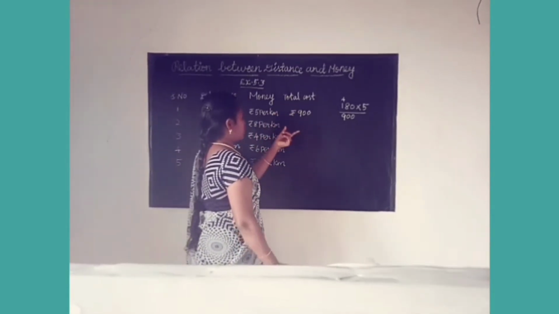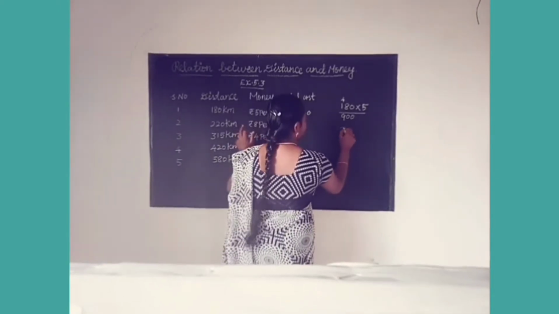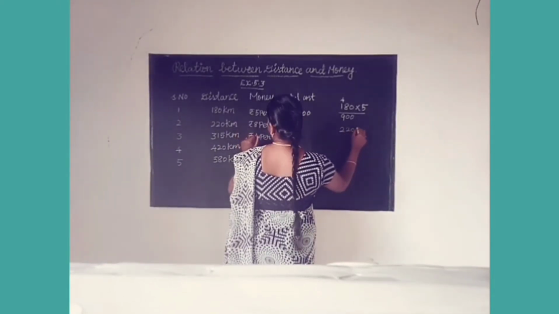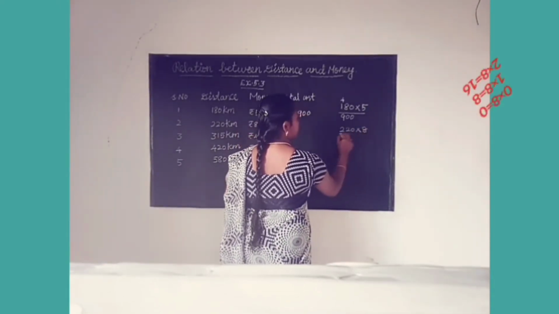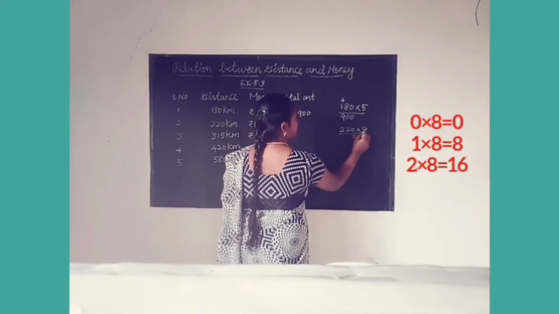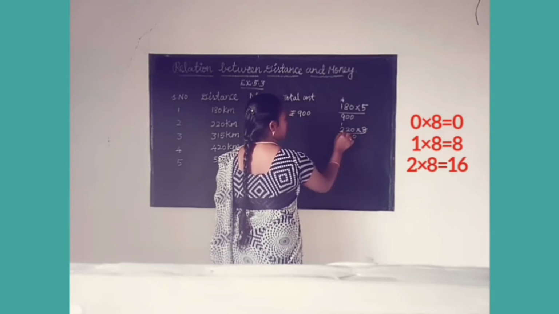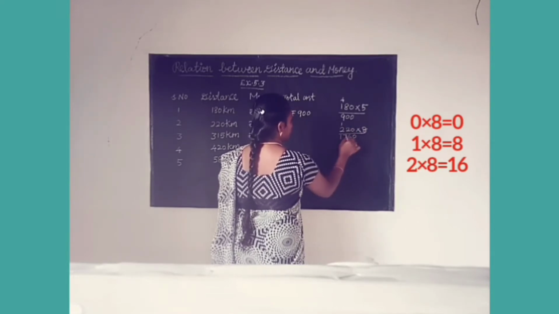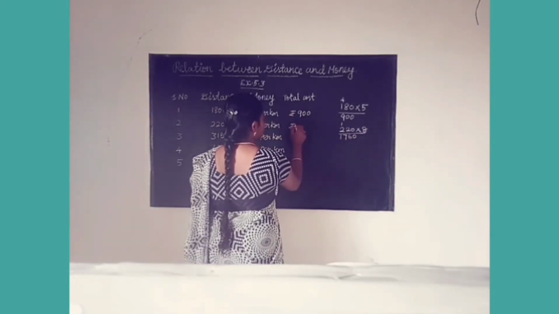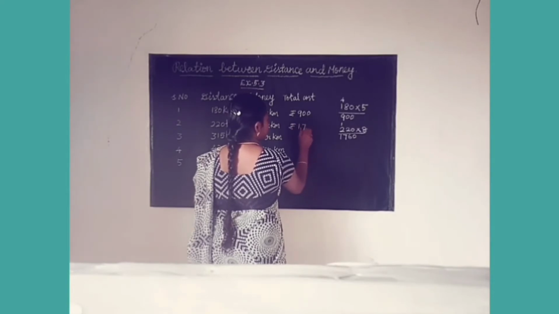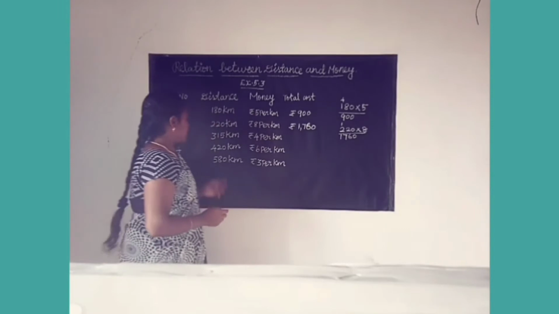Next, second one, distance value 220 kilometer, money value rupees 8. Now find the total cost value. So multiply the value 220 into 8. So 8 into 0, 0. 8 2s are 16, carry 1. 8 2s are 16, 16 plus 1, 17. So the value is rupees 1760.